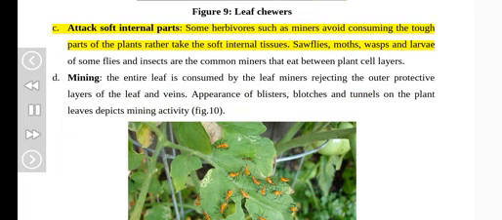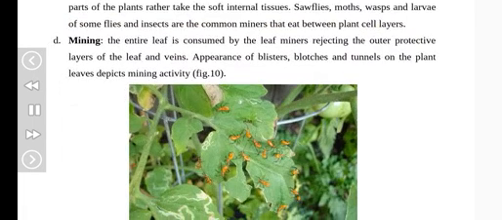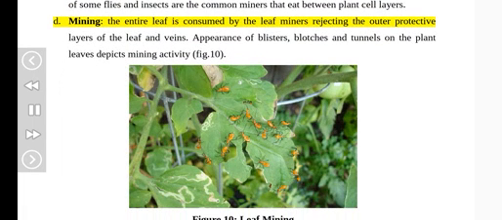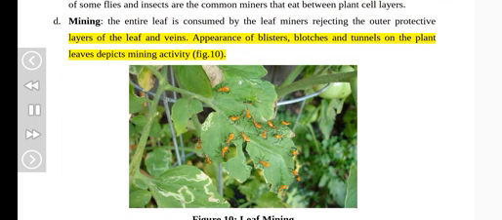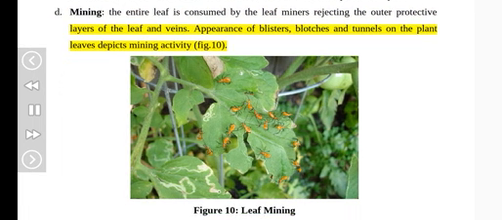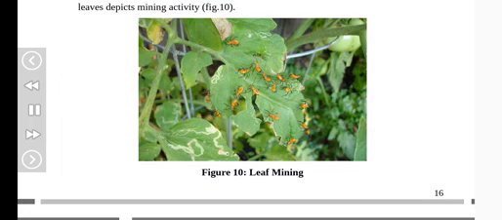C. Attack soft internal parts. Some herbivores such as miners avoid consuming the tough parts of the plants, rather take the soft internal tissues. Sawflies, moths, wasps and larvae of some flies and insects are the common miners that eat between plant cell layers. D. Mining. The entire leaf is consumed by the leaf miners, rejecting the outer protective layers of the leaf and veins. Appearance of blisters, blotches and tunnels on the plant leaves depicts mining activity. Figure 10. Leaf mining.